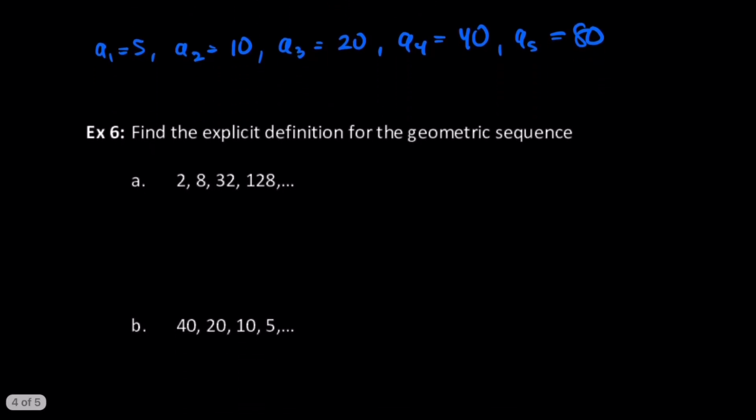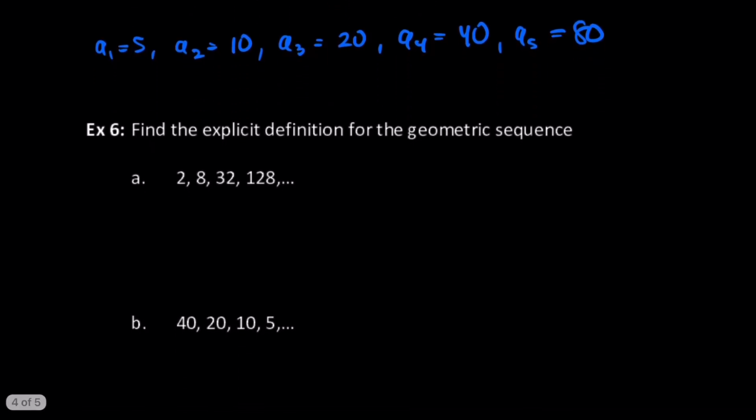All right, next it says find the explicit definition for the geometric sequence. So it tells us it's a geometric sequence. Basically, I like to do a couple things. I always identify a sub 1. In this case, a sub 1 is 2, and then I like to determine what r is. Now, sometimes this is going to be very easy. Like example A here, it's super easy, right? We're just multiplying by 4 each time. But these could be fractions. These could contain variables. It gets way more complicated than this.